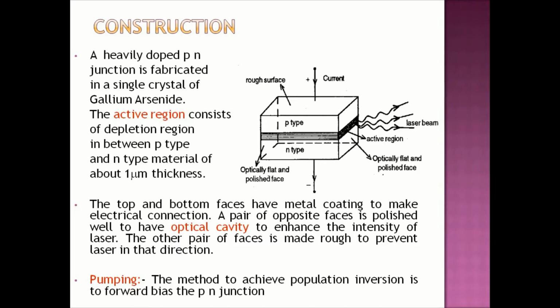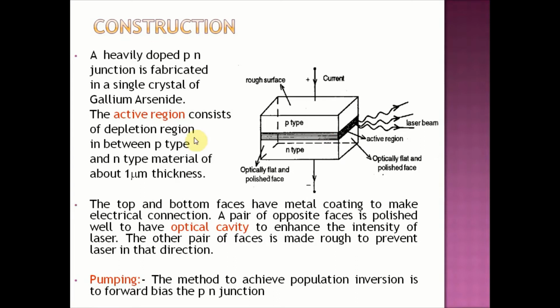A heavily doped PN junction is fabricated in a single crystal of gallium arsenide. So as I already said, here we are using PN junction. The material used is gallium arsenide. Here the active region consists of a depletion region in between p-type and n-type material of thickness 1 micrometer. So this is the p-type material and this is the n-type material. In between there is a depletion region. This depletion region can act as an active region. The width of the depletion region is about 1 micrometer.